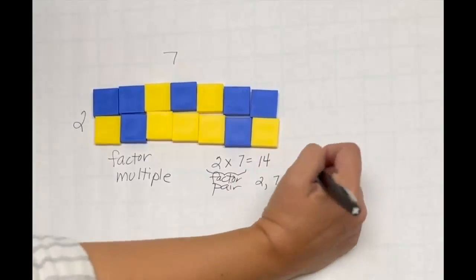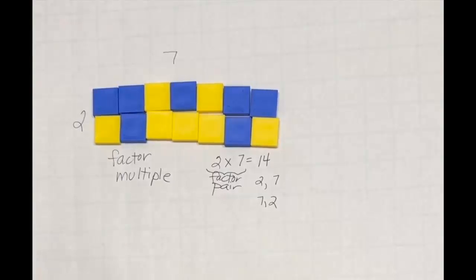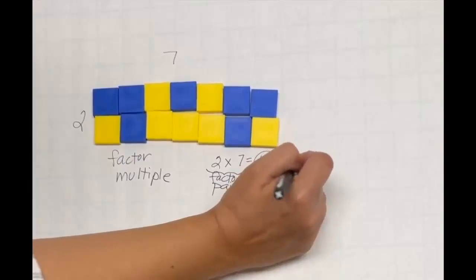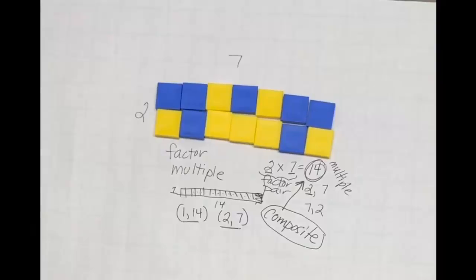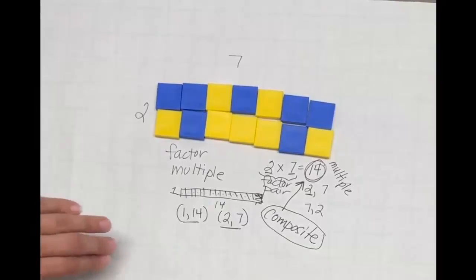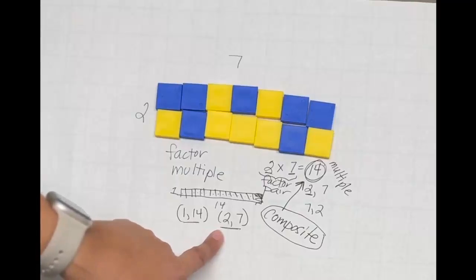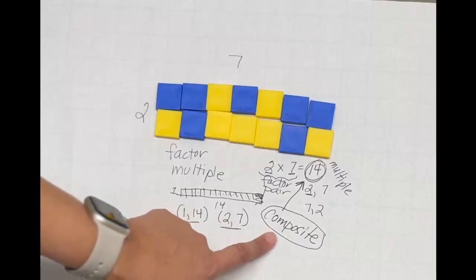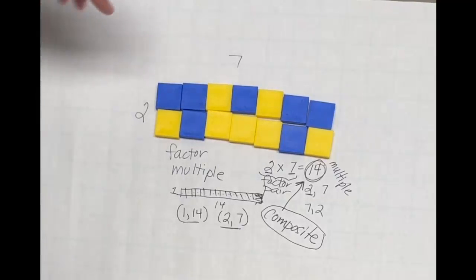So we can say it this way. We could also say 7 times 2, same pair of numbers either way. That also means that 14 is a multiple of 2, and it's also a multiple of 7. So 14 has two factor pairs, 1 and 14 and 2 and 7. Students learn after their exploration with factor pairs and multiples that we would call this number a composite number because it has more than one factor pair. An example of a number that only has one factor pair would be the number 5.